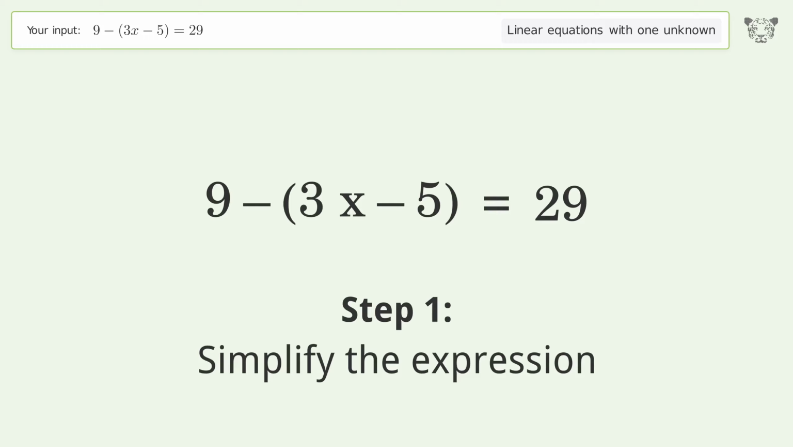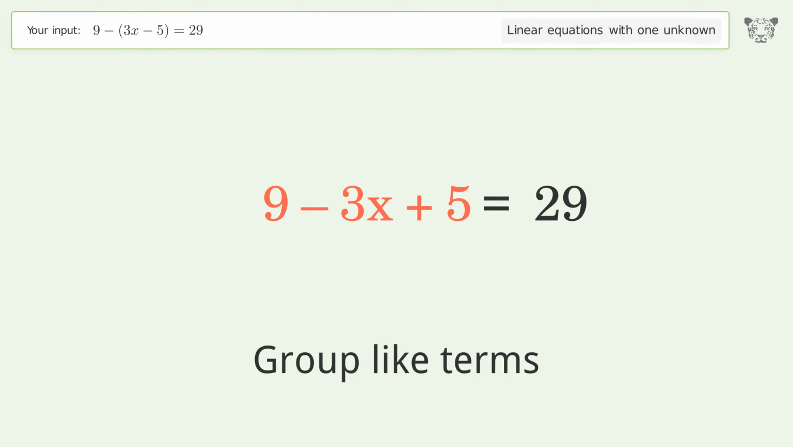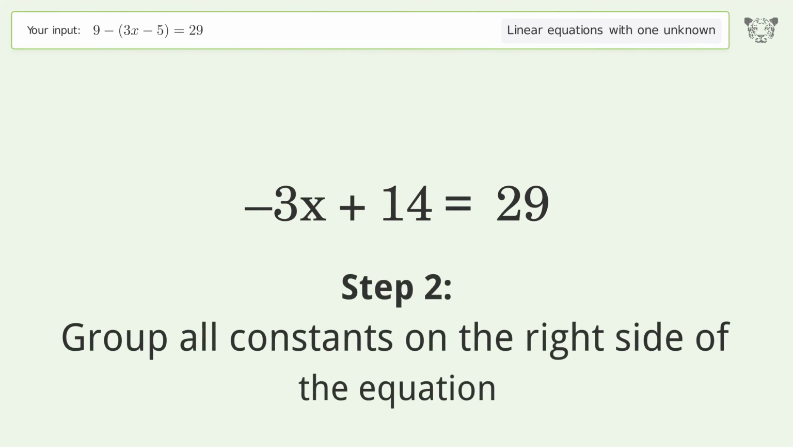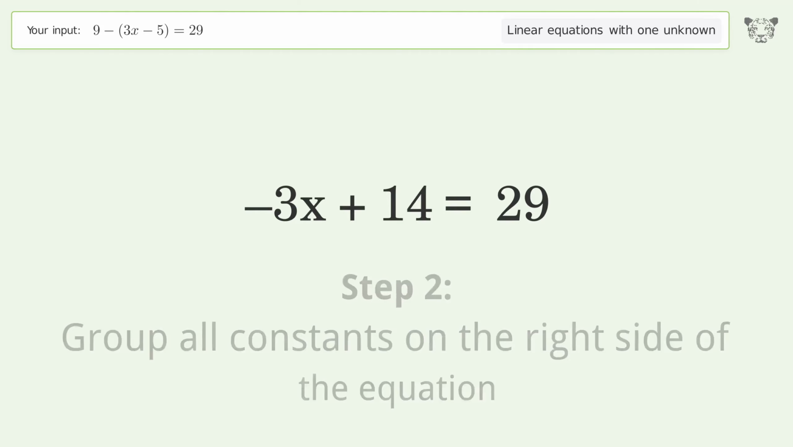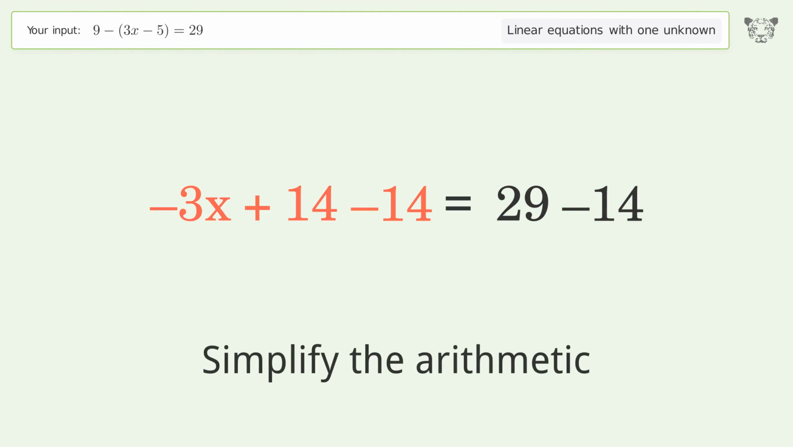Simplify the expression. Expand the parentheses. Group like terms. Simplify the arithmetic. Group all constants on the right side of the equation. Subtract 14 from both sides. Simplify the arithmetic.